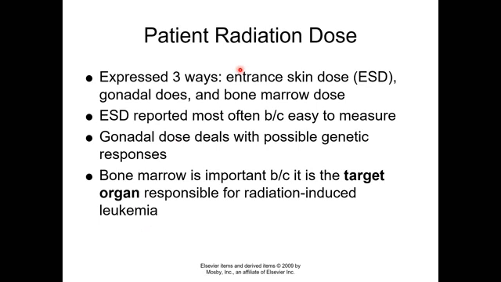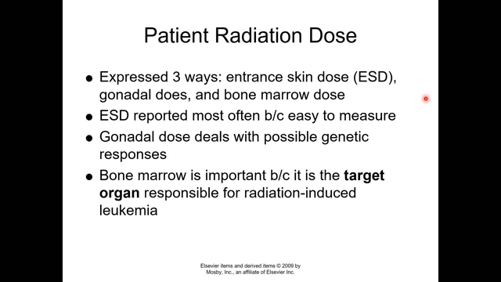Patient radiation dose we talked about in class, but it can be expressed generally in 3 ways: your entrance skin dose or your entrance skin exposure, your ESE, I believe, in your current edition; your gonadal dose; and bone marrow dose. The ESE is the most commonly reported because it's the easiest to measure because we can see it. We can see when skin gets exposed. It's easy to measure because it's external.